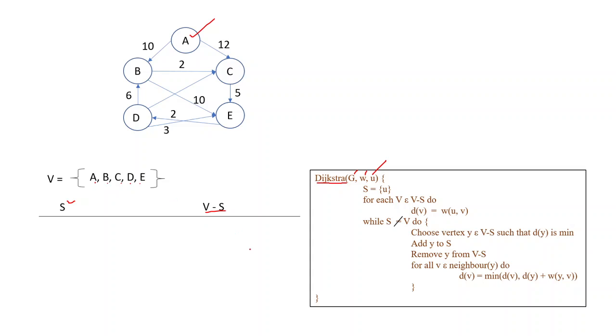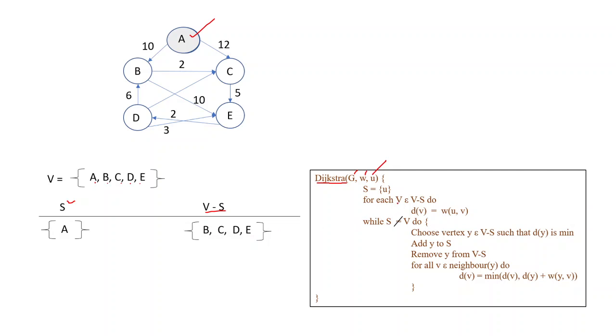So now the first line says that you include the source node, or the first node, whatever you call it, to this set S. So now your S will contain A, and V minus S, that is all the nodes that are present in V but not present in S, will be B, C, D and E.